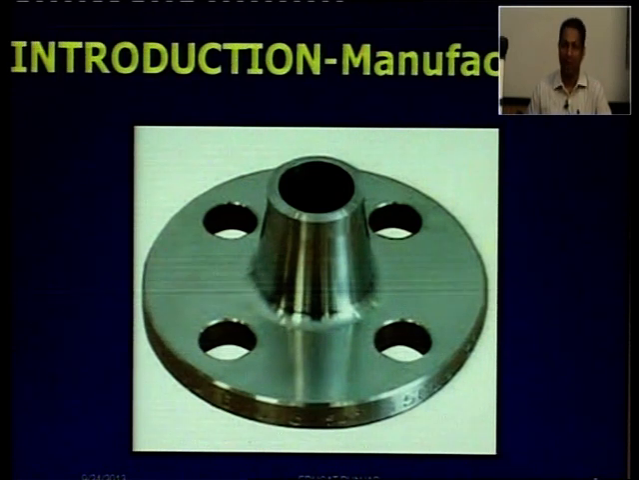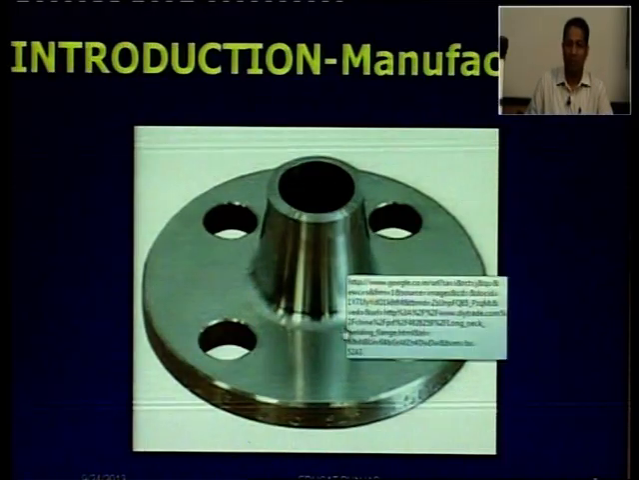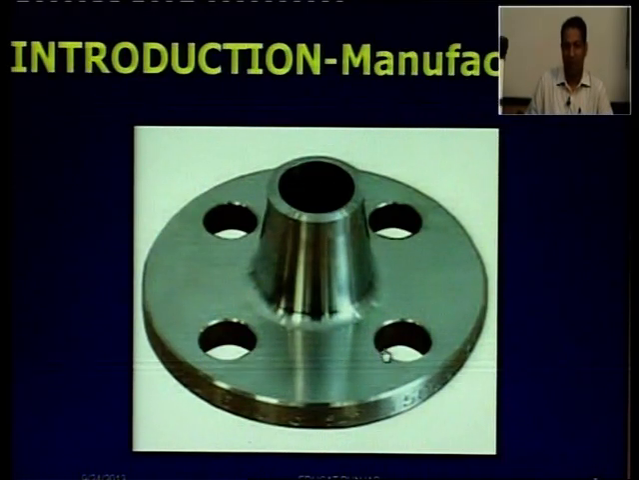What is our requirement? As shown on the screen, this is one component which we have manufactured. After manufacturing, we want to check what the dimension of this hole is, and whether it is according to the required dimension or not.